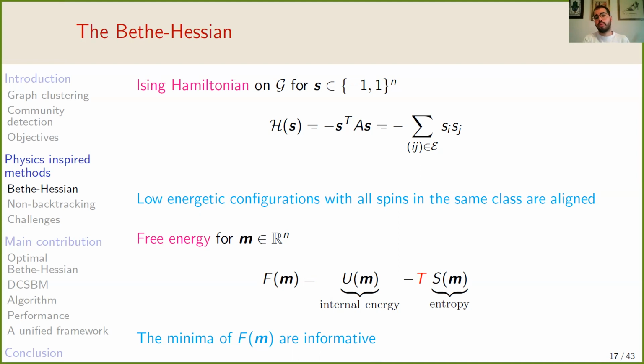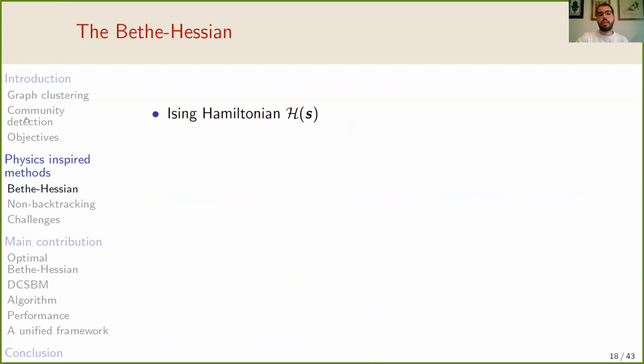As a consequence of the fact that we expect to have low energetic configurations induced by the community structure of the graph, then also the minima of the free energy are expected to be informative. Now, the way in which we want to retrieve these minima of f of m uses the eigenvector of the so-called Bethe-Hessian matrix, which is obtained with the following procedure. We have the Hamiltonian, which I just defined on the graph G.